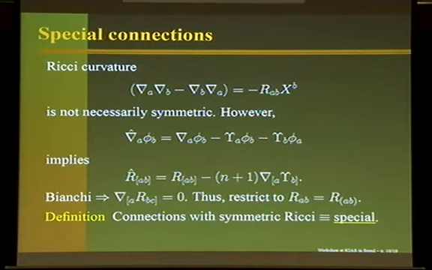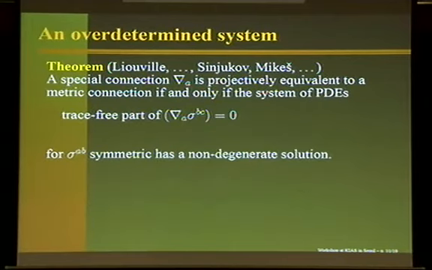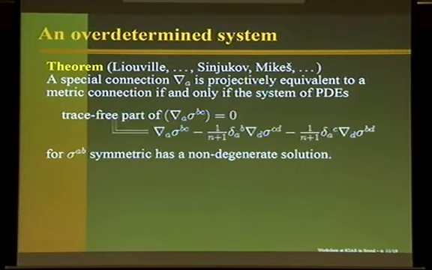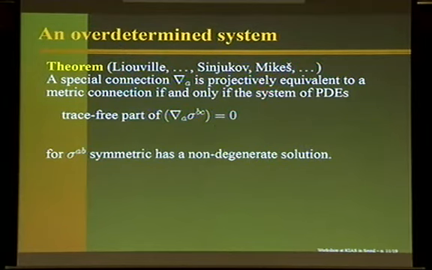Okay, and then here's the main thing. What's going to happen in the rest of the talk is I'm going to write down an overdetermined system which describes when a projective structure comes from a metric or not. And it's this. This theorem is essentially due to Liouville for surfaces, but for higher dimensions it's due to various other people. I'll put a few dots here because it keeps on being rediscovered.